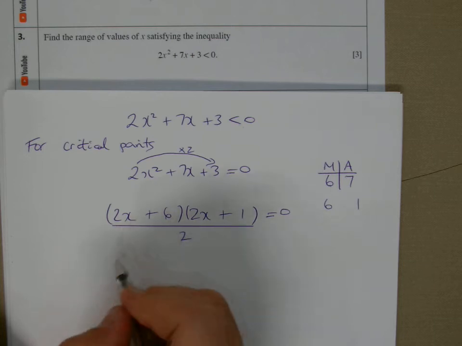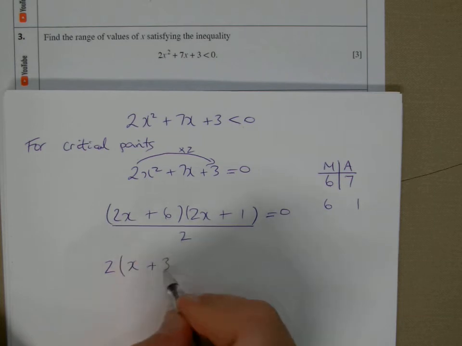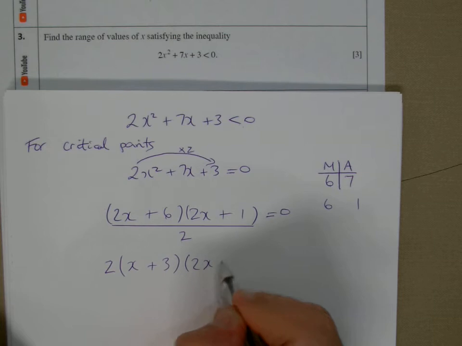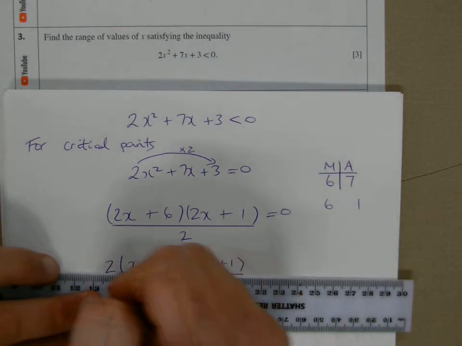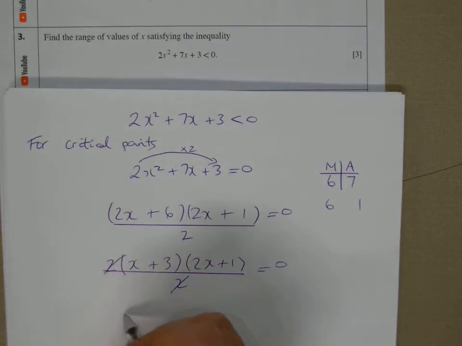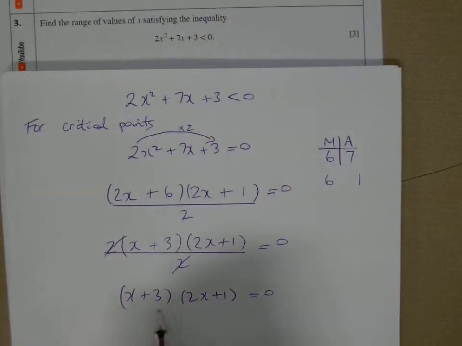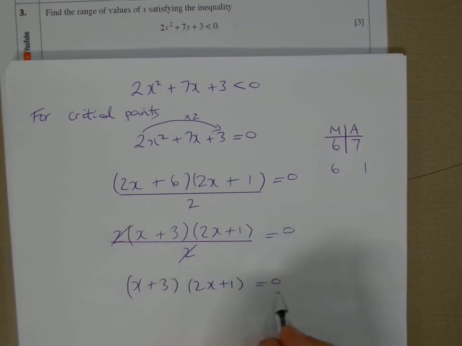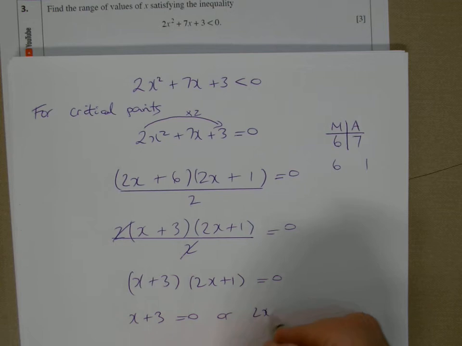In the first bracket there's a factor of 2, so take 2 out, and I times it by x to get 2x, and I times it by 3 to get 6. 2x plus 1 in the second bracket, there are no factors there. You'll see then that the 2's will actually cancel. So I've got x plus 3 and 2x plus 1 equals 0. I can solve this, because two brackets times together equals 0. Either the first one has got to be 0 or the second one is 0.